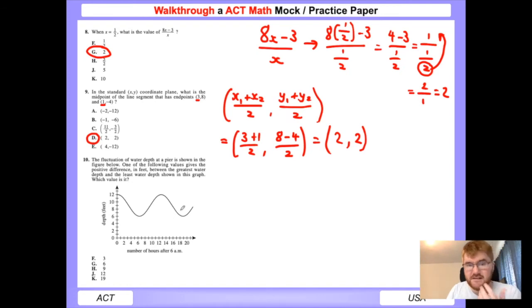And now we've got, well, there's actually a sinusoidal model of some kind. Fluctuation of water depth at a pier is shown in the figure. Which of the following values gives the positive difference in feet between the greatest water depth and the least water depth? Well, notice the maximum, that's the word I'd use here, is at 12. And if we read off the minimum, you'll see that this is at 6. So what it's asking for here is the difference between the greatest water depth and the least water depth. So the difference between 12 and 6, and that's just going to be equal to 6. So that's a nice straightforward question that you can do hopefully at home in 60 seconds.